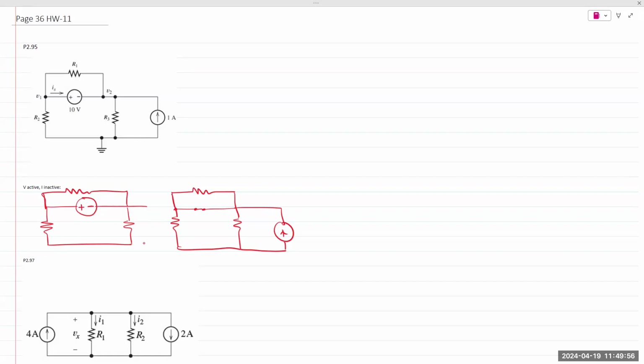Again, a wire has 0 ohm resistance. Current will always take the path of least resistance. 0 ohm is the lowest value. With 0 ohm resistance, that means that anything that is in parallel with that wire is effectively not part of the circuit anymore. So R1 is effectively disconnected from the rest of the circuit because it doesn't have any effect on the circuit.